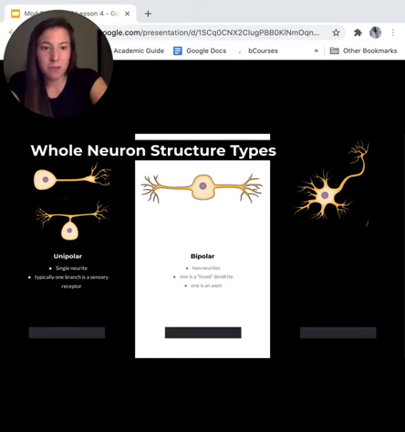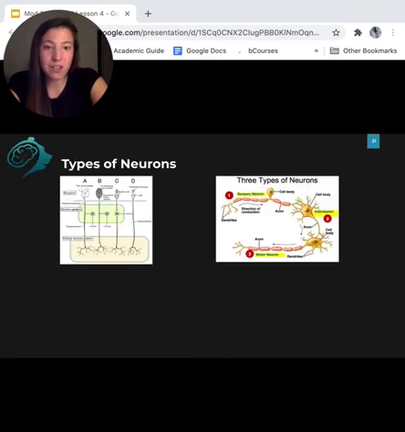And finally, we have multipolar neurons. These are my favorite, and they contain many neurites. They have lots of dendrites and one axon, and they're the most common form of neuron and often the most recognizable. So now that we've categorized neurons based on structure, we can also categorize them based on function.